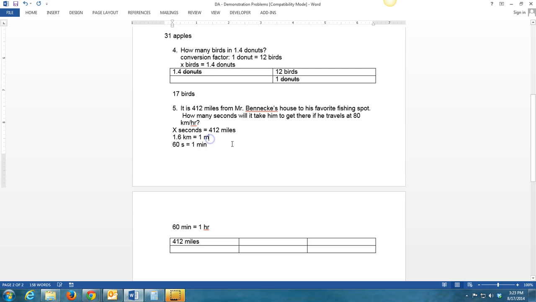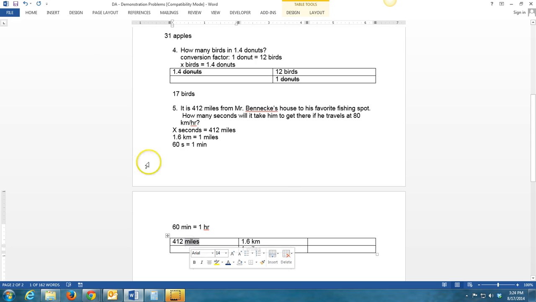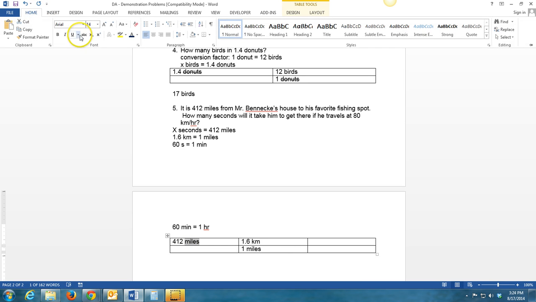Now, from my planning ahead of time, I know that 1 mile, I'm trying to get it so I have seconds on the top. Everything else has to cancel. So I know that 1 mile, 1 miles, we'll keep it written the same even though that's technically bad English, is equal to 1.6 km. Okay, so miles are going to cancel.